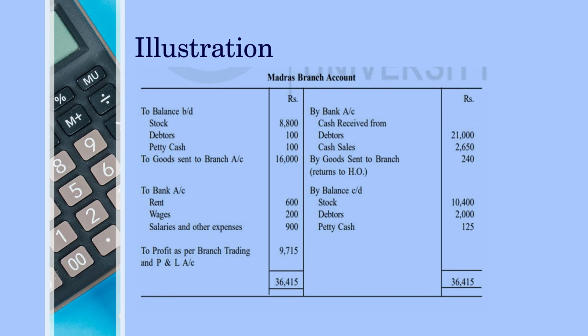To balance brought down. So opening balance, stock, debtor and petty cash. So stock, kindly check it, 8,800. Yes, we had calculated, because here the figures will be written in net amounts. So there we have shown that gross amount minus loading amount. Then we have shown net amount. So here, without reflecting the loading amount, net amount will be written. So the amount of opening stock was 8,800. Yes, opening stock 8,800.